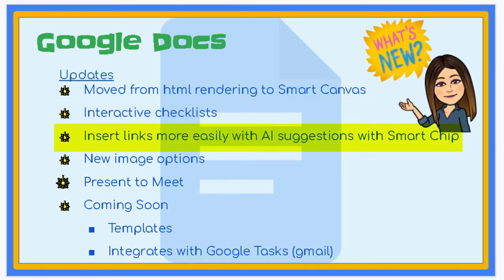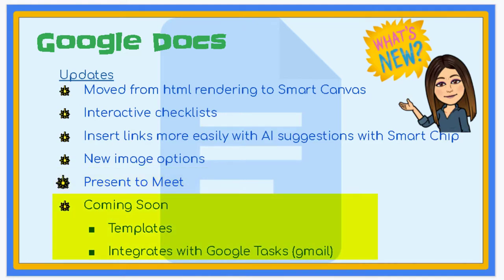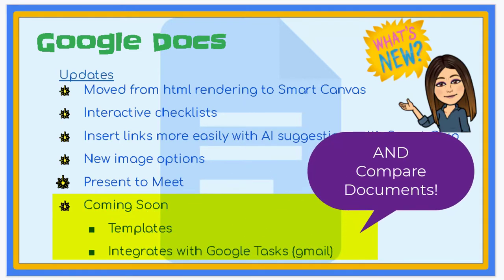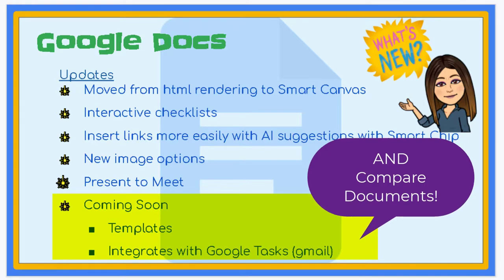You can insert links more easily with AI suggestions with this new thing called Smart Chip, and I'll talk about that. There are also new image options in Docs. I know Docs has always been kind of clunky with images, but they're getting a little better. There's also a button that you may have seen, the present to Google Meet button. I'll show you that. And then there are some templates that are going to be rolling out pretty soon, and an integration with Google Tasks that is coming out.